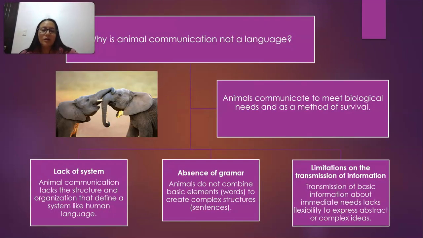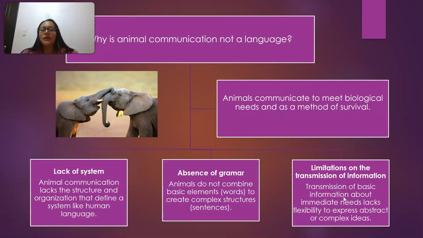Why is animal communication not a language? Animals communicate to meet biological needs and as a method of survival. And we have some examples. For example, the animals have a lack of system. They don't have the structure like we have as humans. Absence of grammar. Of course, they don't have any grammar, which is the basic elements of words to create complex structures and sentences to communicate. Limitation of the transmission of information. Transmission of basic information about immediate needs lacks flexibility to express abstract or complex ideas.